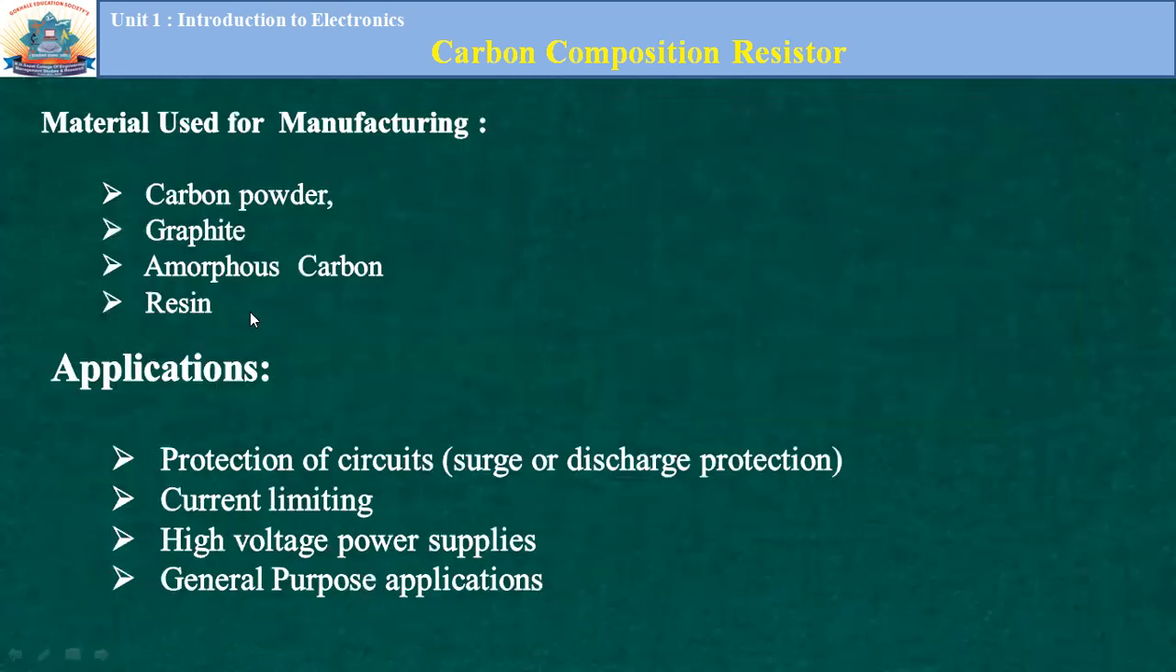This type of resistor, the carbon composite resistor, is manufactured with materials like carbon black, graphite, amorphous carbon, and resin. Applications are in general electronic circuits, like protection of circuits, surge or discharge protection of devices, current limiting applications, high voltage power supplies, or any general purpose application.